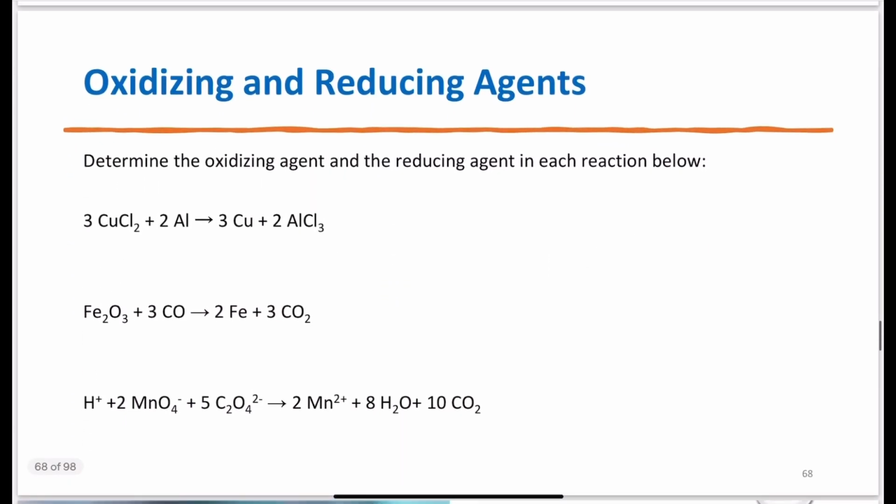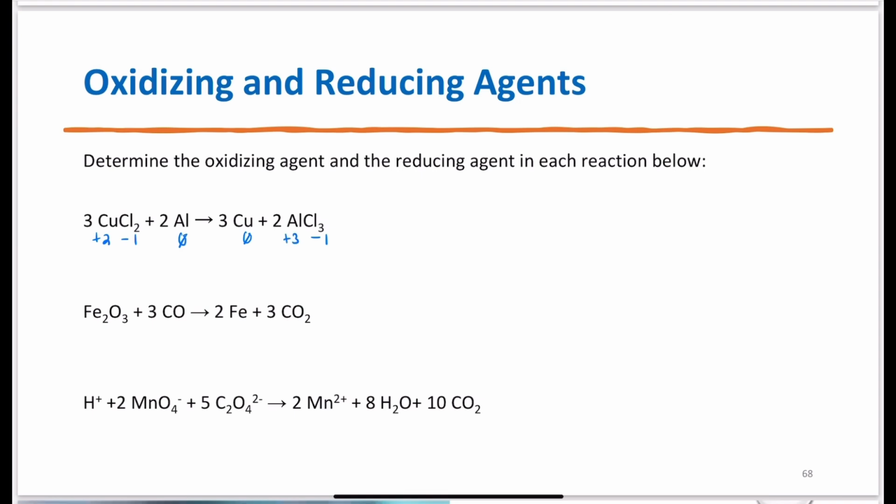And let's do our last three examples here. Determine the oxidizing agent and reducing agent in each reaction below. So I recommend, until you get comfortable doing these, to go through and assign oxidation numbers to every species in the reaction first. If I look at copper 2 chloride, notice what I did there is I purposely named it. Copper 2 means +2 charge on that copper. My aluminum is by itself, so it's got to be a 0. My copper is by itself, so it's a 0. And my aluminum chloride. Aluminum, always a +3 charge, and chloride here is going to be a -1.